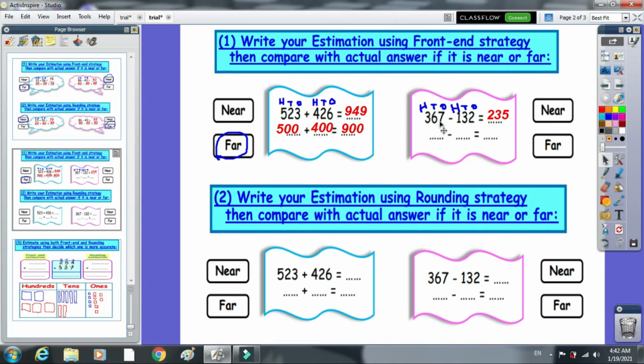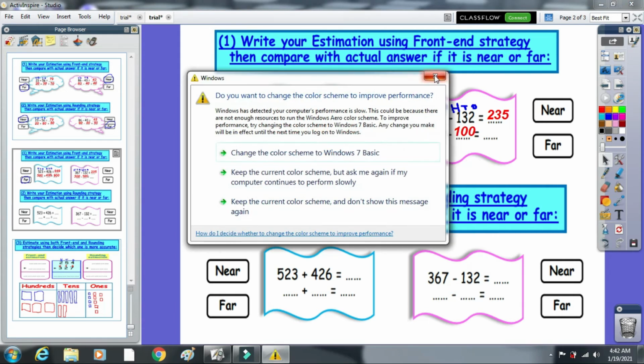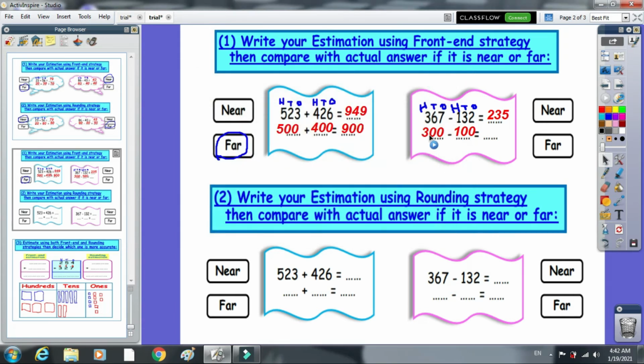So 367 will be estimated to be 300, because our leading digit is the 3, it will be as it is, and it will be 300. And here I have 132, it will be estimated to be 100, because I will put the leading digit as it is, and anything else by 0. And now 300 minus 100, it will be 200.